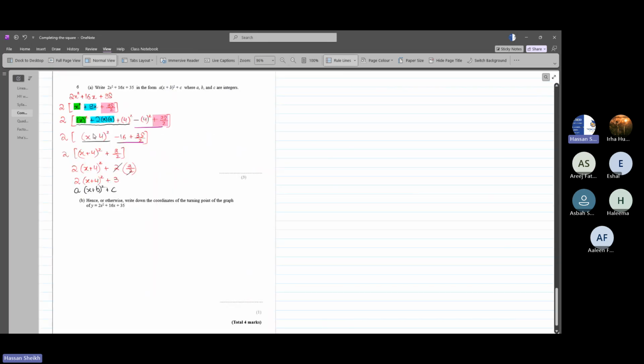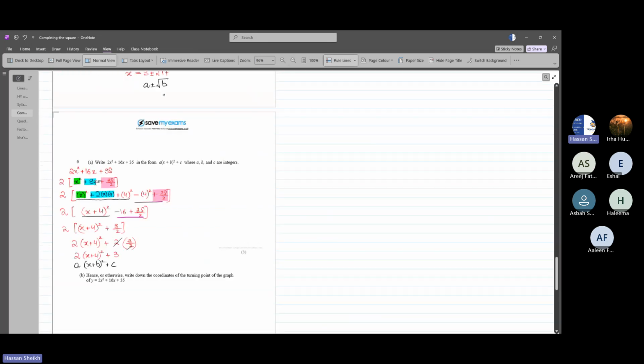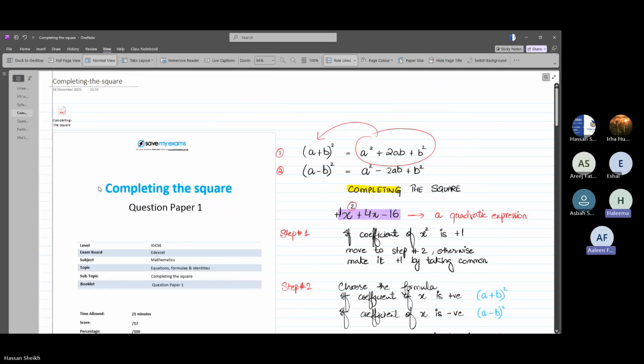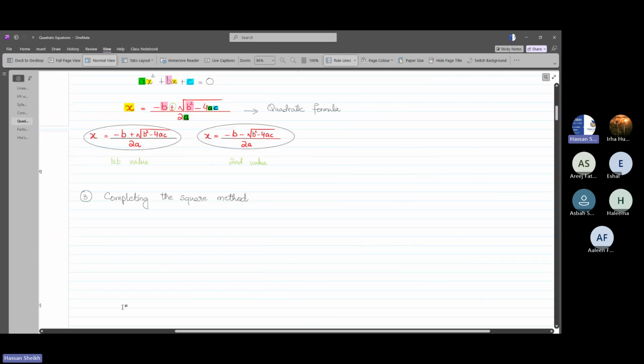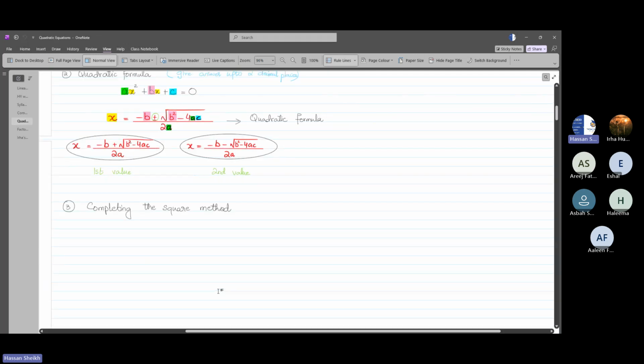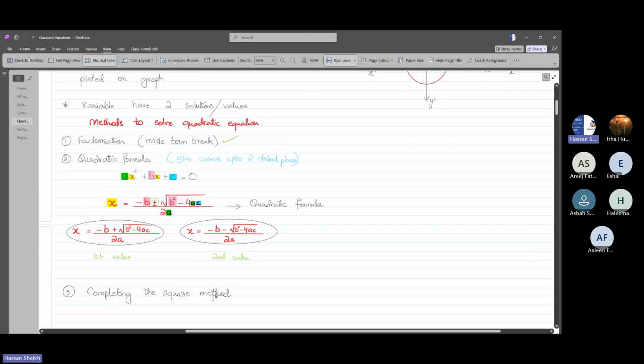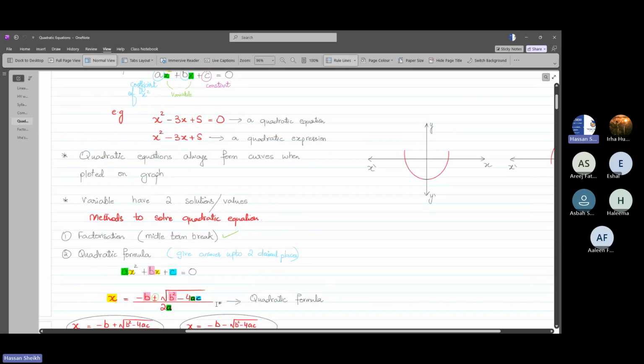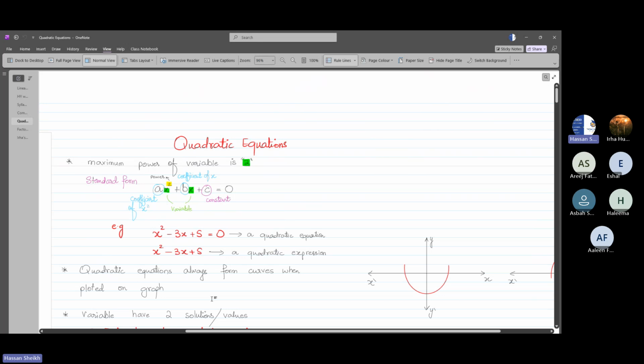Students, any doubt understanding the completing the square method? No. We are done with all of the quadratic things. That includes completing the square method, quadratic formula, factorization. We have discussed a lot of factorization and quadratic formula yesterday.